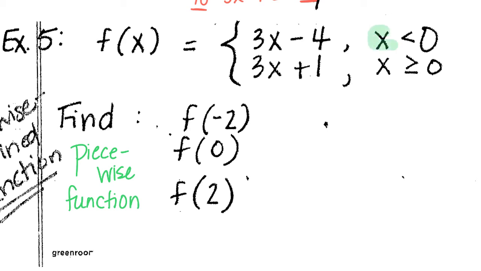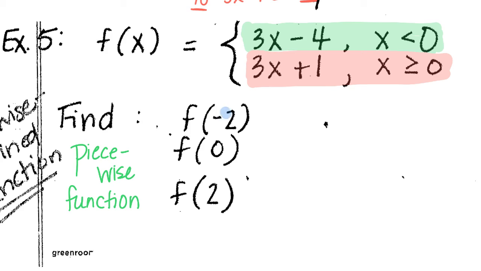We know that we are going to use this top equation of 3x minus 4 when x is smaller than 0. So numbers smaller than 0: negative 1, negative 2, negative 3. Sorry, we're going to use 3x plus 1 when x is greater than or equal to 0. So 0, 1, 2, 3, 4, 5.